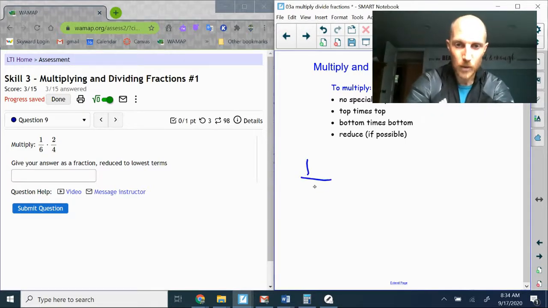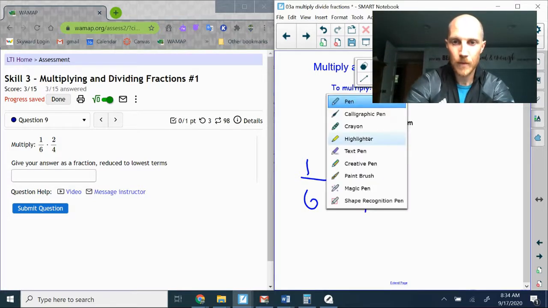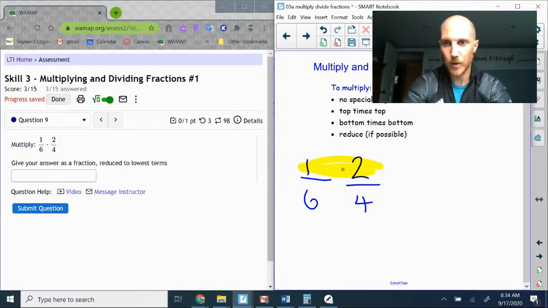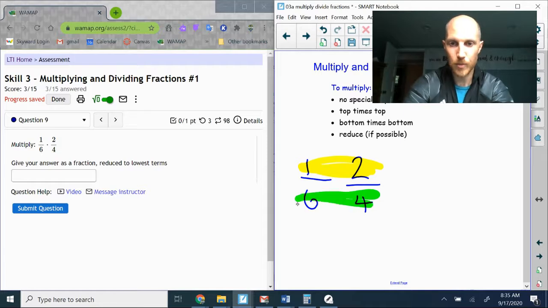So 1/6, 2/4. All right, so I'm going to multiply top times top, so that'll be the 1 times the 2. And then after that, I'm going to multiply the 6 times the 4. That'll give me the bottom value.